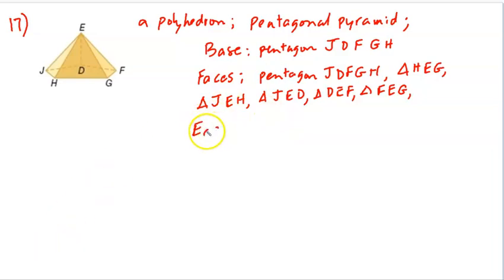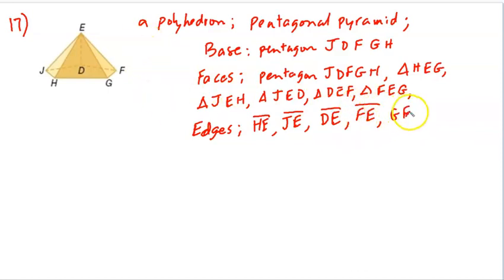Now we'll do the edges. So we've got several line segments, HE, JE, DE, FE, GE, and then around the base we can do GH, HJ, JD, DF, FG.